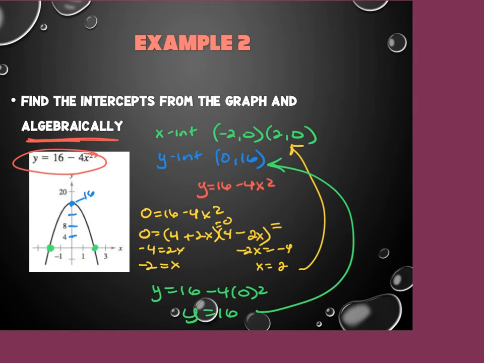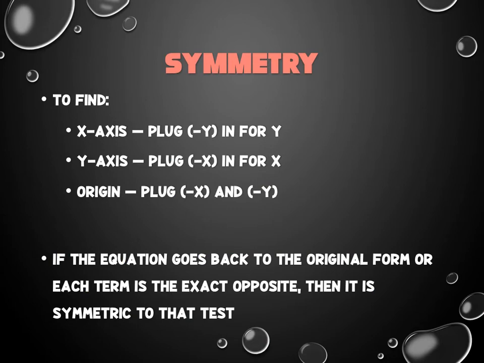And the last thing to review in this section is symmetry. So this is a test for symmetry. If you look at the graph, remember, if you can fold it left to right, that's your vertical symmetry, your y-axis symmetry. If you can fold it top to bottom, that's your x-axis symmetry. And then if you can fold it both ways, it's your origin.